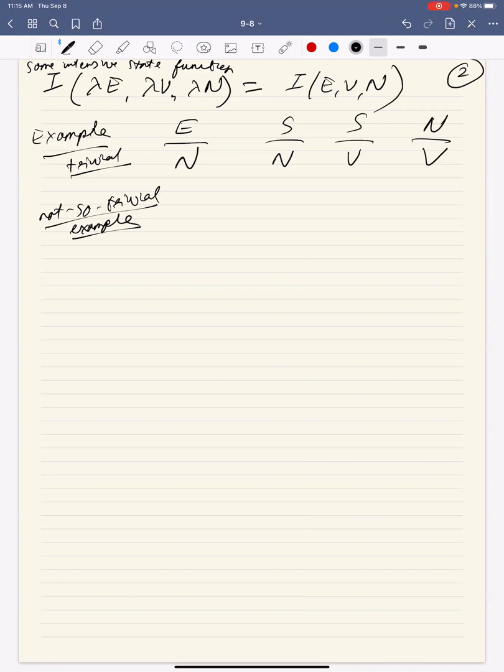But with derivatives, we have to be careful because these are not one variable things. So I cannot just write dE by dN, it's going to be some sort of partial derivative. So let's be careful. Correct. So a not so trivial example of intensive functions comes from derivatives. So what do I mean by that?